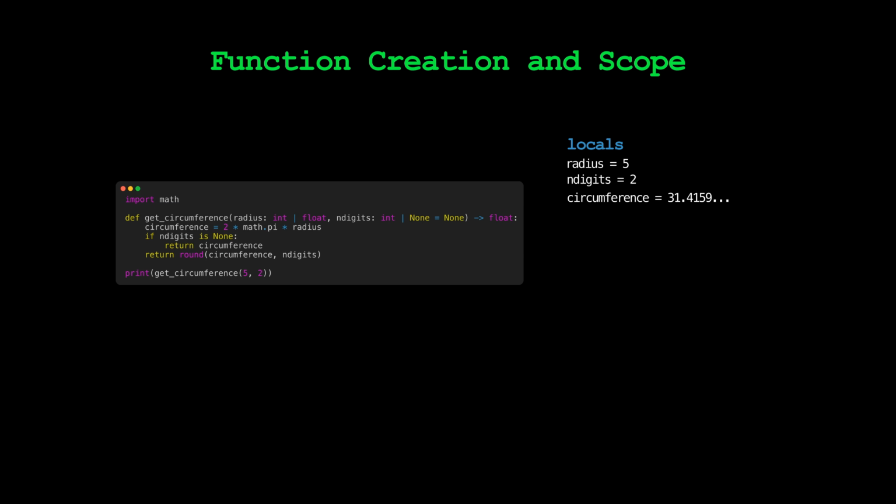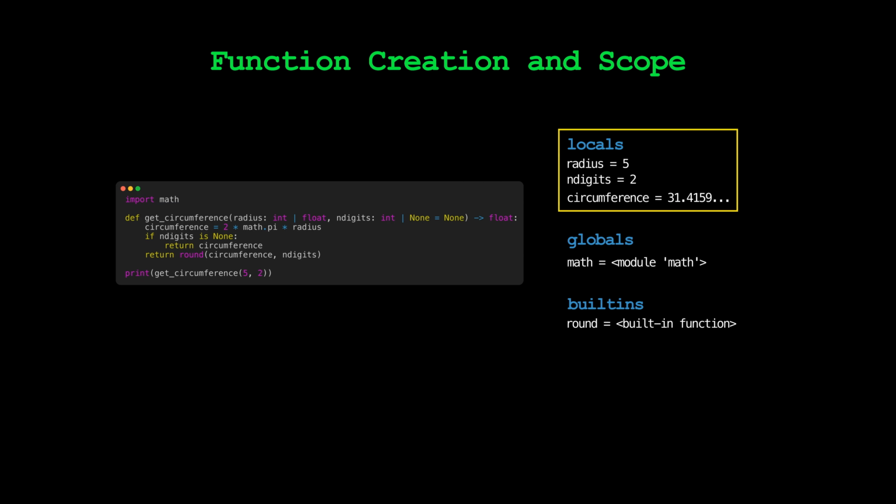If Python can't find a name in the locals, it looks at the global scope next. In Python, global really means module global, not a universal global across the entire program. Math is a global object. It lives at module level, outside the function, but we access it inside. Finally, round is a built-in, a function Python gives you automatically. Unlike math, it doesn't need an import.